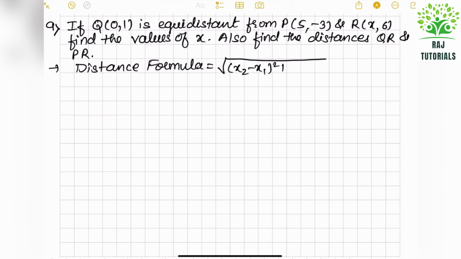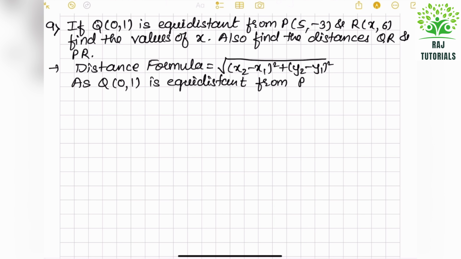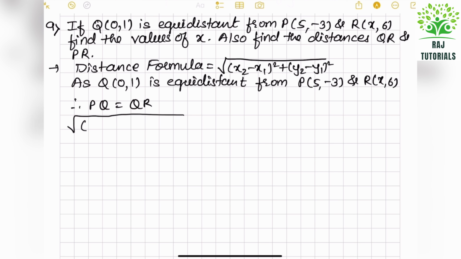That is (x2 minus x1) whole square plus (y2 minus y1) whole square. Now, as Q(0, 1) is equidistant from P(5, minus 3) and R(x, 6), therefore PQ is equal to QR.